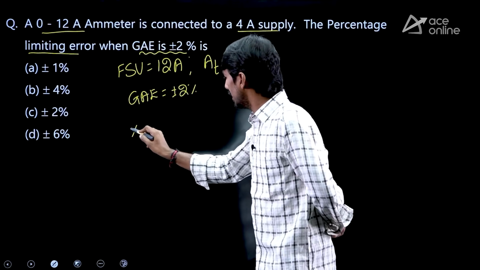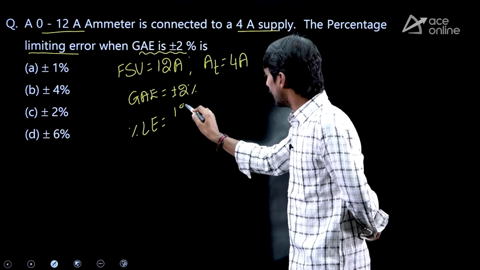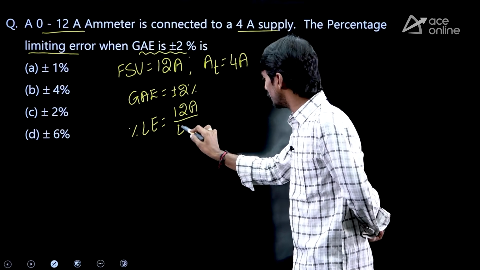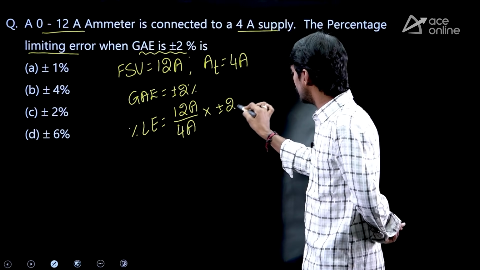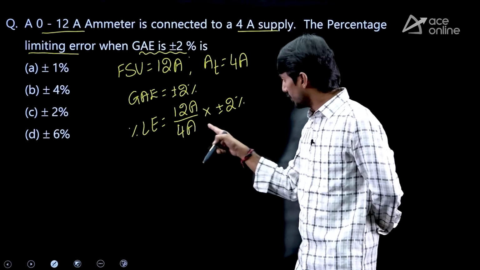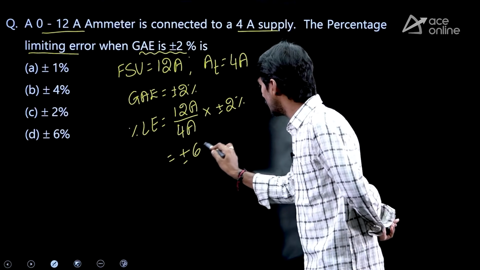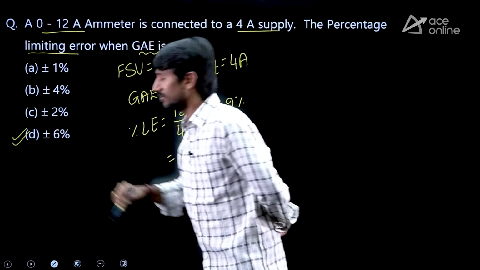So therefore, percentage limiting error equals full scale value 12 ampere by true value 4 ampere into guaranteed accuracy error plus or minus 2%. 4 3s are 3 into 2, 6%. So simply plus or minus 6%. What is the answer? Option D.